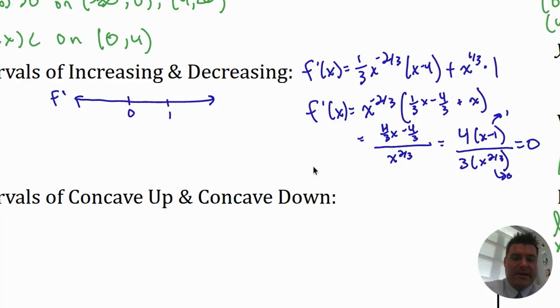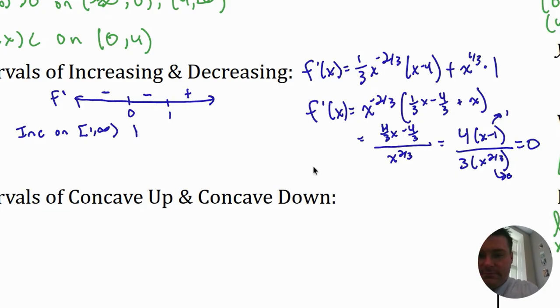My right-hand behavior for my derivative here is going to be positive. At 1, I'm going to change signs. But at 0, I'm actually going to keep the sign, because I have x to the 2/3 for my 0 factor, and that's going to bounce off the x-axis. So with this sign chart, I am increasing on 1 to infinity because f prime is greater than 0 and f prime is continuous. And that's why I can include that 1, because we're continuous at x equals 1.